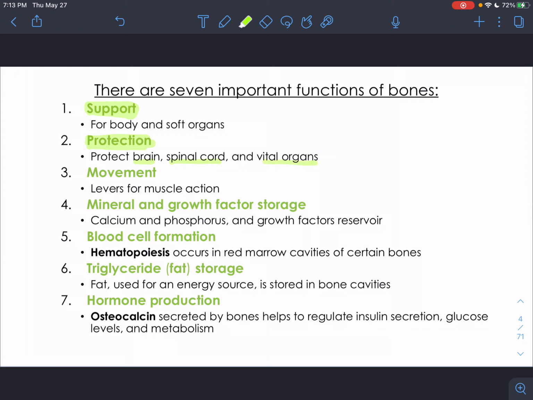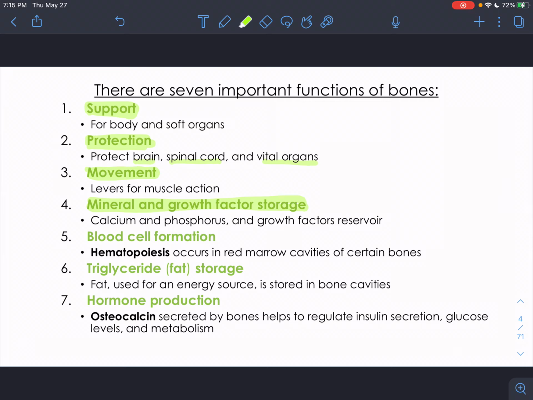And then other vital organs like your lungs are under the rib cage, your heart's under the rib cage, right? Things that you don't want to get damaged are behind that hard bone. Functions in movement, so bones provide places for muscles to attach, and with those attachments, the muscles, when they contract, will actually move your skeleton.